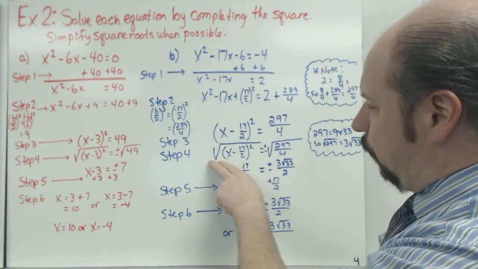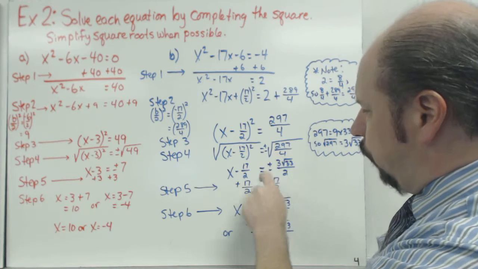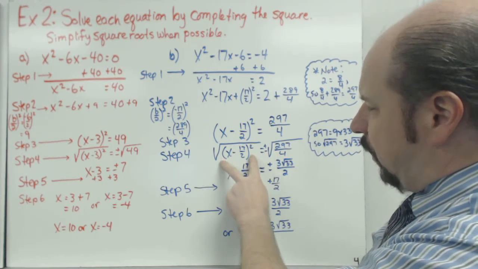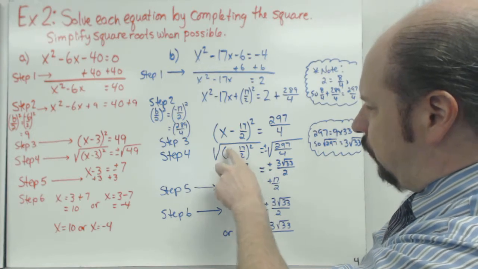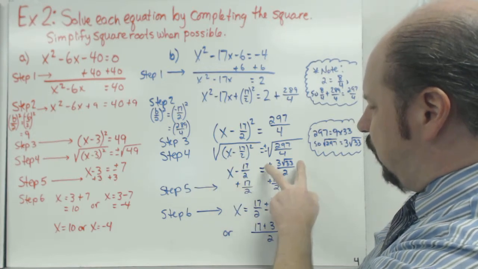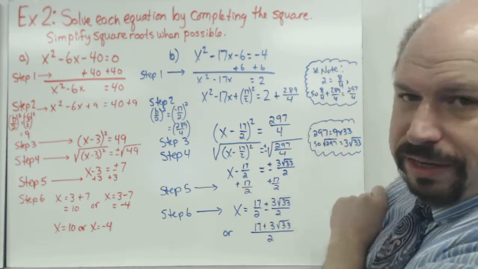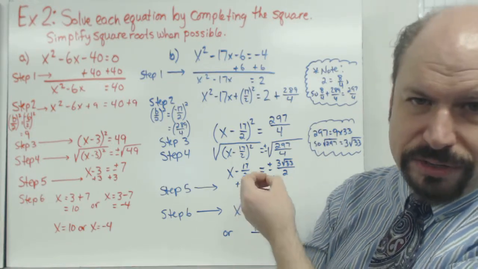Now, go ahead and take the square root of both sides. So square root. Remember the plus or minus. So it's x minus 17 over 2 quantity squared, and taking the square root of that gives us x minus 17 over 2. And 297, I did show over to the side here, that is 9 times 33. The square root of 9 is 3.